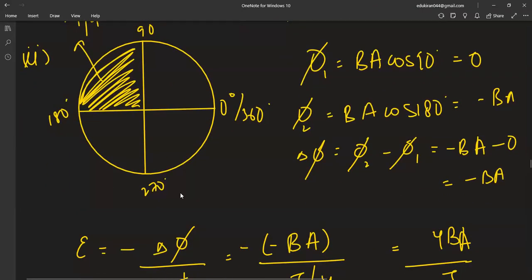If it is 180 to 270, so just this part, that is T by 4. If 90 to 270, so T by 2. If 0 to 270, T by 3. If 0 to 360, complete T. If 0 to 90, T by 2, T by 4. If 0 to 180, T by 2. Like this, you should be able to analyze.